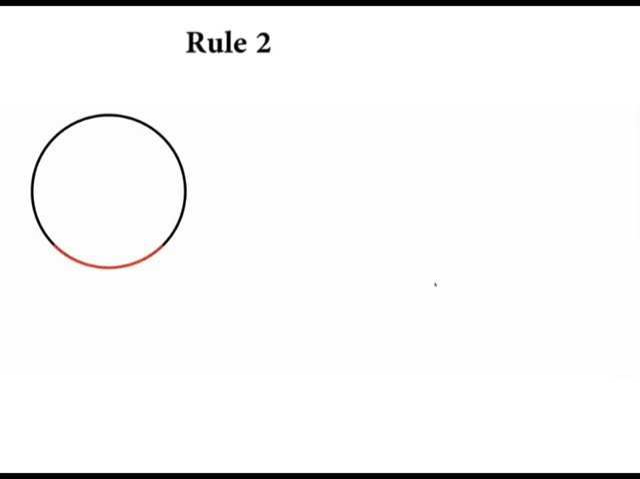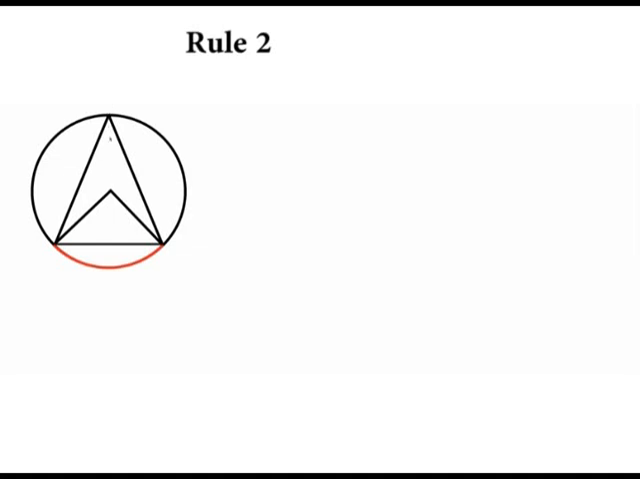Rule number 2, we have again a similar arc. We can draw a chord. This time we have 2 radii from the arc and another pair of lines from the arc to the circumference. This arc has subtended one angle at the center and another on the circumference.